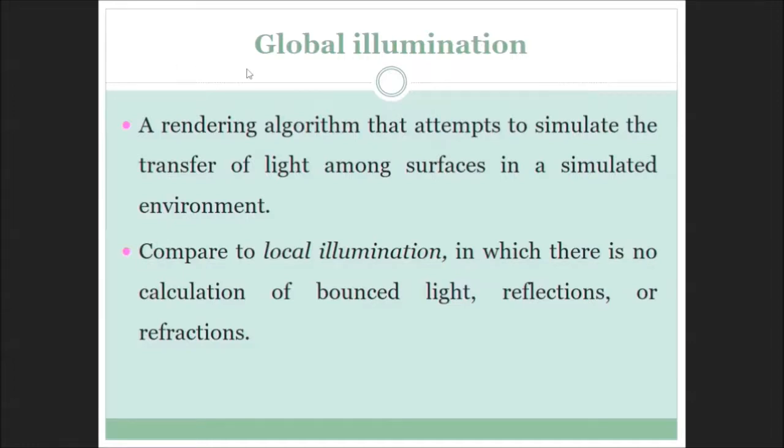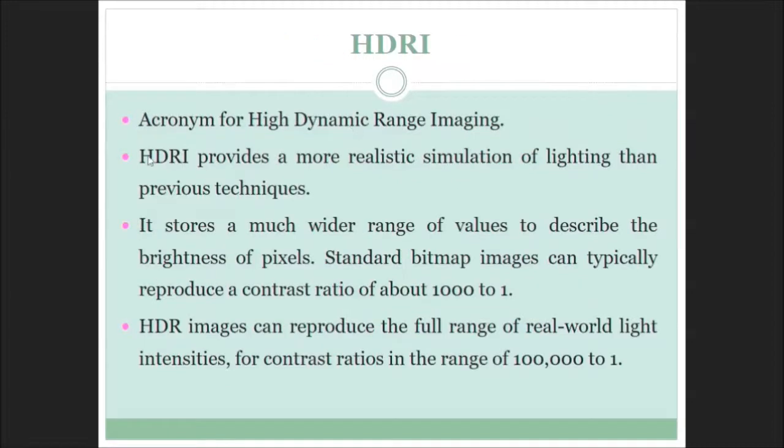Then coming to global illumination, a rendering algorithm that attempts to simulate the transfer of light among surfaces in a simulated environment. This is global illumination. Why is it called global? Because compared to local illumination, in which there is no calculation of bounce, reflection or refraction, global illumination says: okay, this is the light, there are various objects, how will it bounce off, how will it be diffracted, or various physics laws will be applied. This is global illumination. Then coming to HDRI.